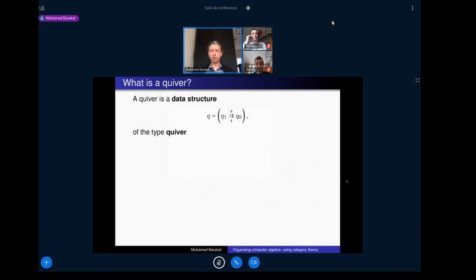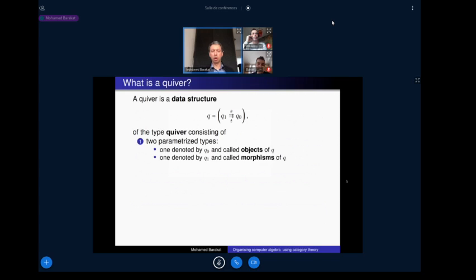It has Q1, Q0, S, and T, of type quiver, consisting of 2 parameterized types. One denoted by Q0, called objects of Q, and one denoted Q1 and called morphisms of Q. 2 constructors of data structures of type objects out of some data that we have. You'll see this data in a moment. And another constructor of the data structures of type morphism out of 2 objects and some data.